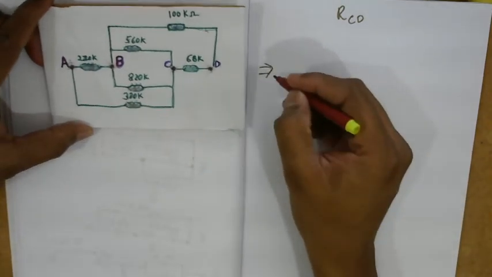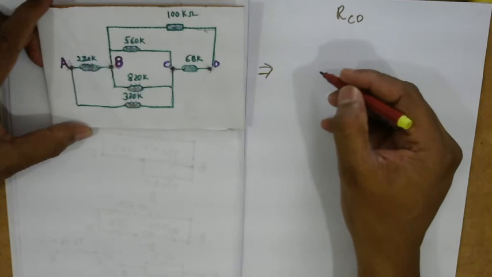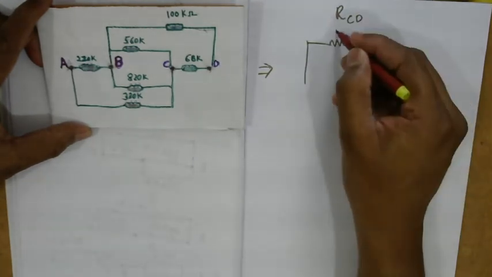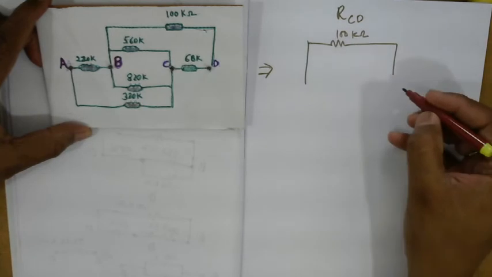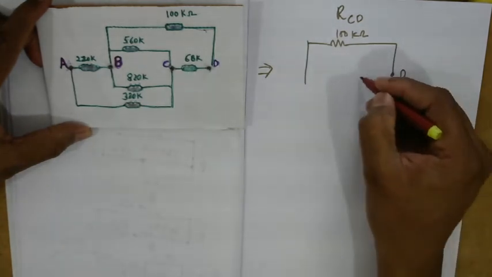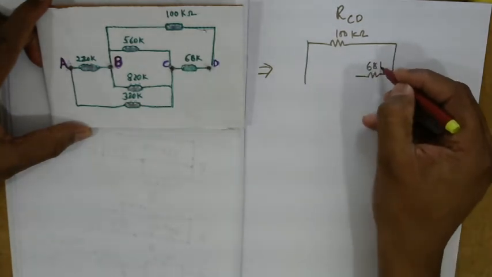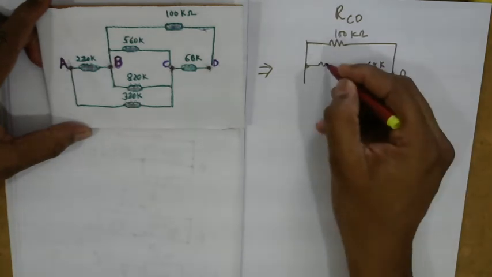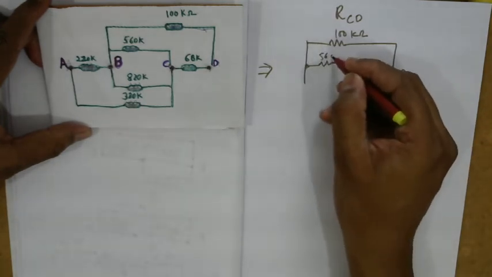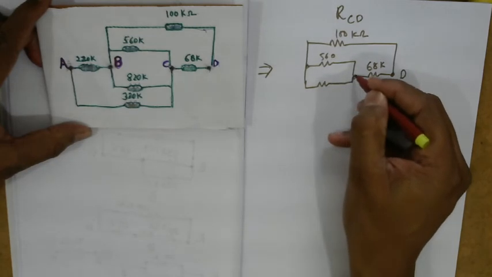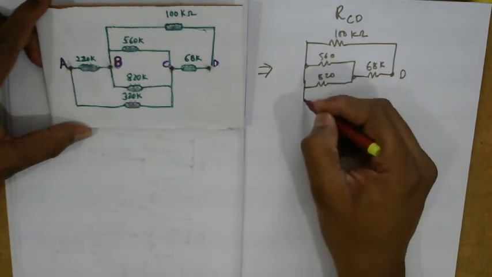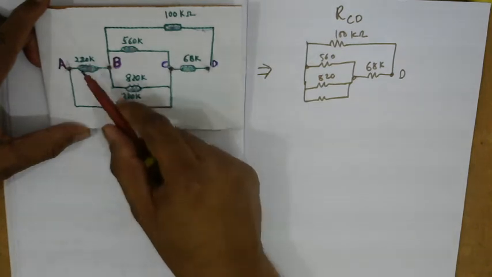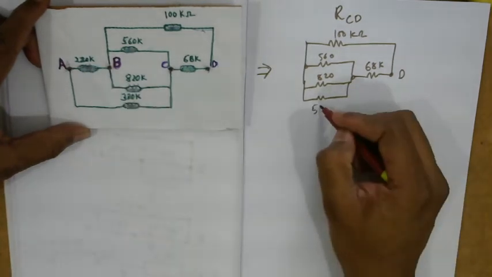So the equivalent circuit after this will be a circuit like this: 100 kilo ohms at the top, and I have point D here, 68 kilo ohms here. Now one branch is 560, the other branch is 820, and the other branch is 330 in series with 220, so it will be again 550.